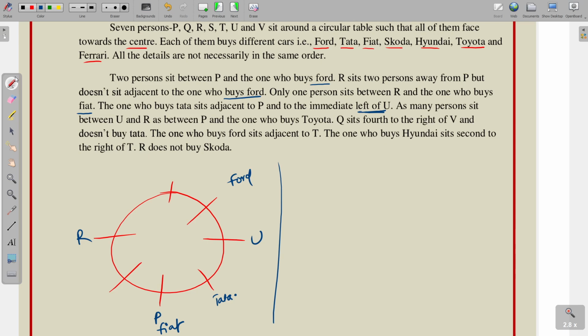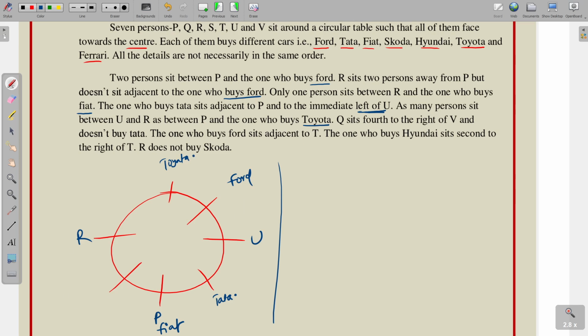Next point: as many persons sit between U and R as between P and the one who buys Toyota. Between U and R, there are two persons here and three persons here. Coming to P and the one who buys Toyota, on the left side 3 persons or on the right side 2 persons. So it should come like this. Ford is already here, so suppose we take Toyota here, on this side we have 2 persons, on this side we have 3 persons.